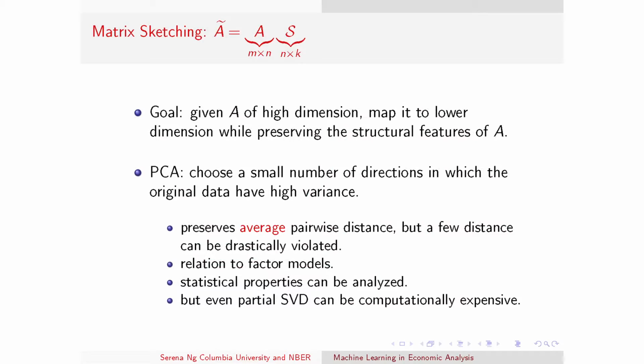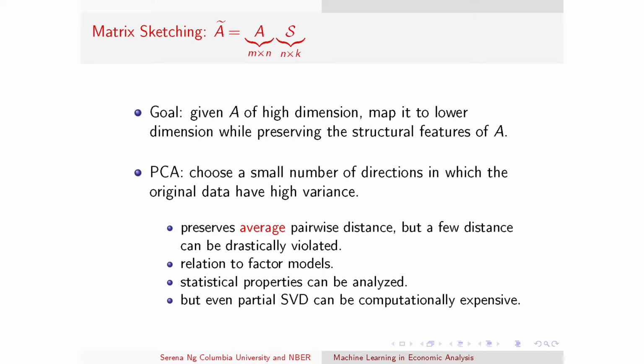So we start off with a matrix A that is m by n, and I'm interested in a lower dimension matrix, and in this case, I'm interested in fewer columns. As in Matt's case, I'm looking for a sketching matrix S. So there are many ways to do it, and a familiar way to do it is principal components, in which I try to find a number of directions in which the original data have high variance.